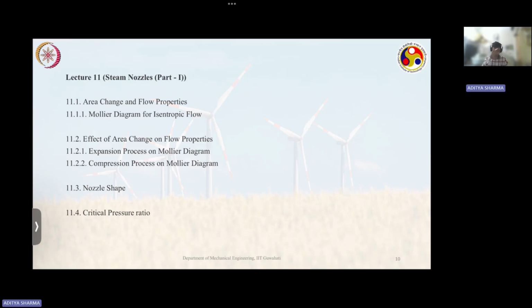Then we have lecture number 11 on steam nozzles. Nozzles are also very important from the perspective of discussion of vapor power plants. So let's see the topics one by one.